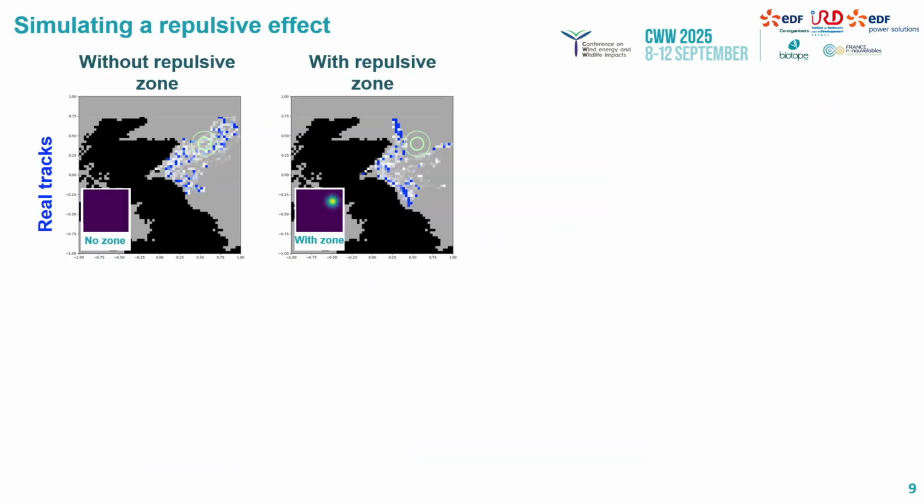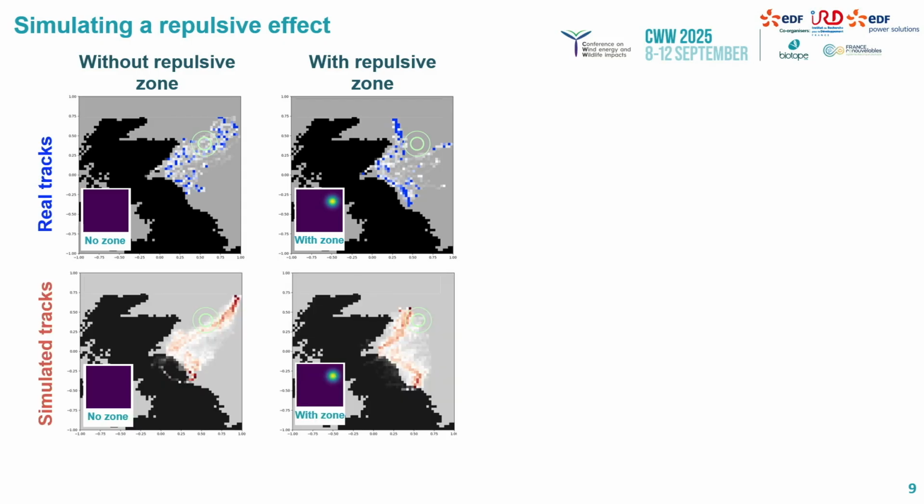So some results for Bass Rock only, but we did this once again on all colonies at once. So here are occurrences of the real tracks, and here are the occurrences of the simulated tracks, without and with the repulsive zone. You can see that it, same thing, adapts the spatial distribution and direction of the flight. It kind of resembles the real tracks.